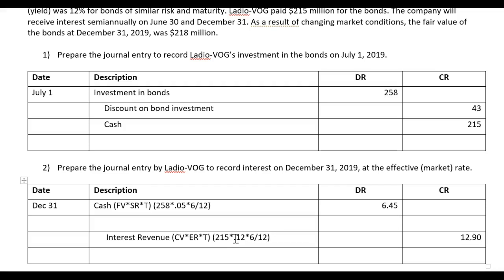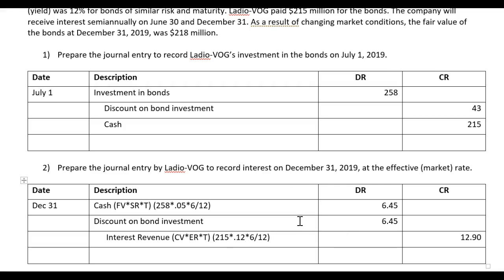Now notice we have a little bit of a difference here. What's that? Well, remember we said the discount is going to be amortized a little bit every single period over the life of the bond. So we're going to simply amortize or reduce the discount on bond investment each interest payment, and it's whatever the difference is to fit. And again here, it just happens to also be 6.5.